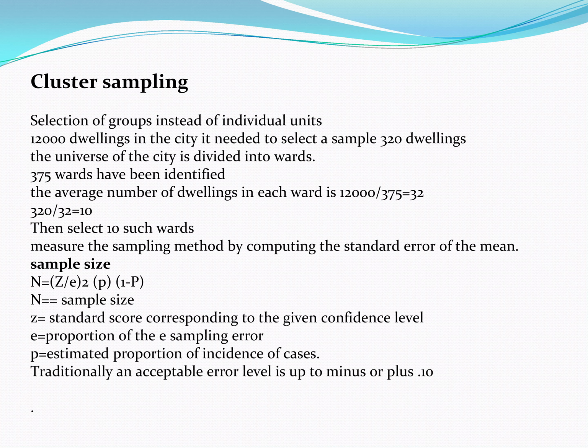Now cluster sampling. Selection of groups instead of individual units. If there are 12,000 dwellings in the city, it is needed to select a sample of 320 dwellings. The universe of the city is divided into wards. You have 375 wards identified. The average number of dwellings in each ward is 12,000 divided by 375, which is 32. So 320 divided by 32 gives 10. Then select 10 such wards. So this is how sampling is carried out.